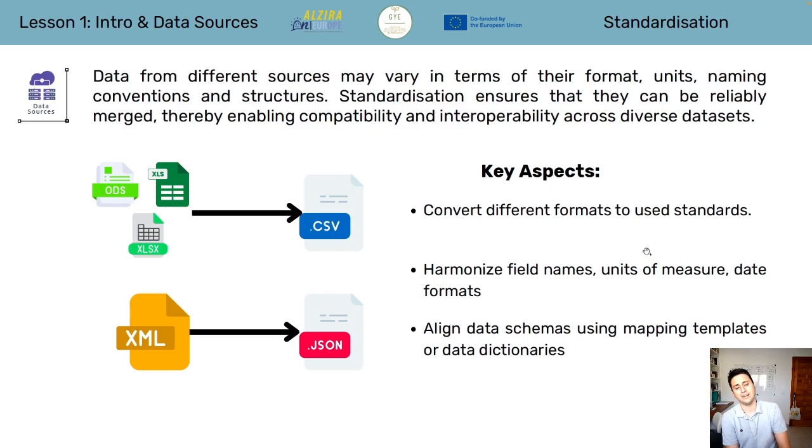Then we should harmonize file names, units, measures, date format. We have a standard. Okay, in order to process in the following steps the data information. Okay. And then, as said in the previous slide, we should also align data schemas using mapping templates in order to see the relations between different databases and how they are interacting with each other, and there are relations between files.